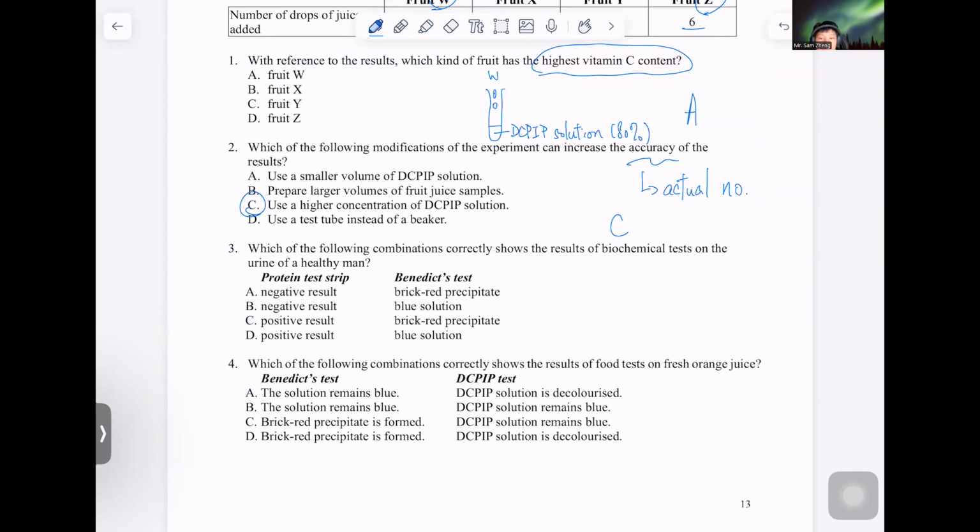So, which of the following correctly shows the result of a biochemical test on the urine of a healthy man? Urine, so urine, in fact, you can think of it in this way.